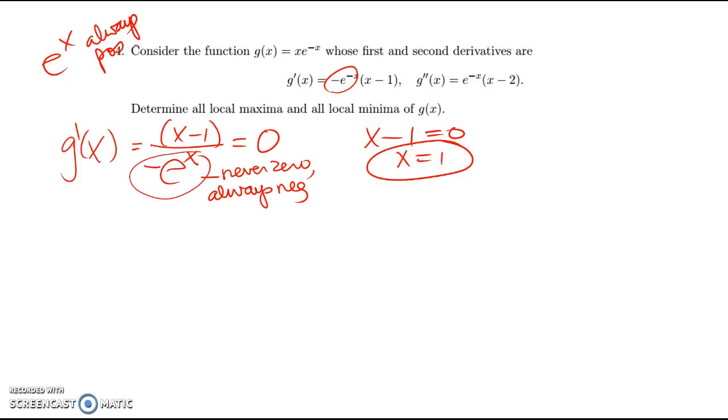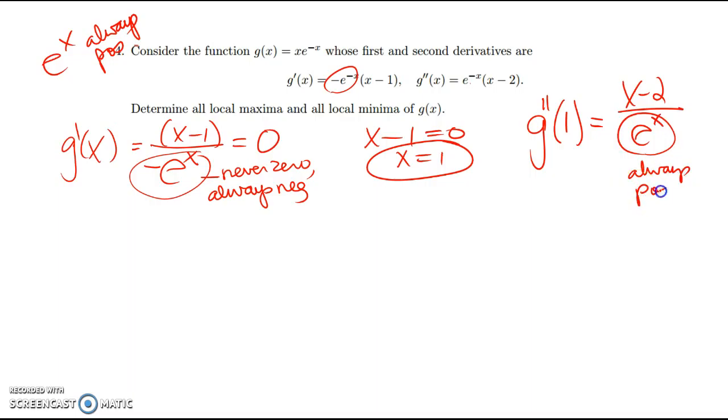So what I'm going to do is, I guess I can look at my second derivative, huh? If I look at my second derivative at 1, I'll write this x minus 2, and this will go into the bottom as e to the x. So notice this is always positive, right? I put a 1 in here, that means this thing is negative. If it's negative, that means concave down. So x equals 1 is a max.